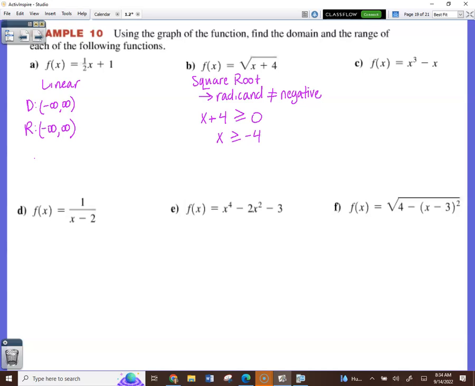Yes. So that means visualize a number line if you need to. At negative four, it would be closed and it's going this way. And that's infinity. So the domain is bracket on negative 4 to infinity.